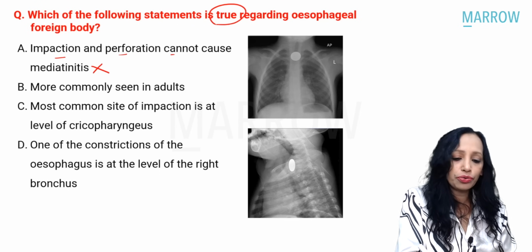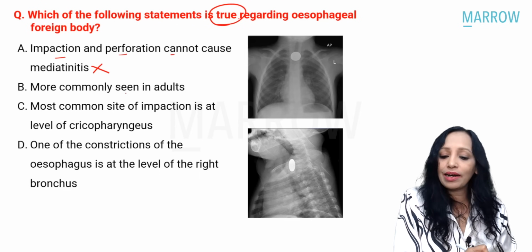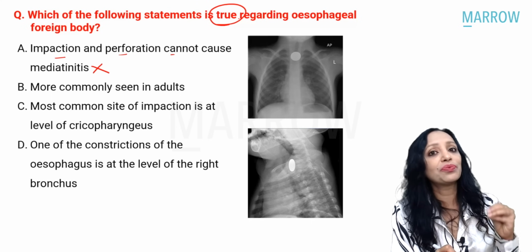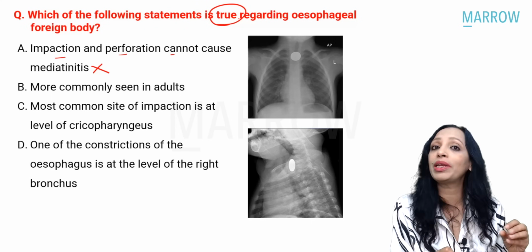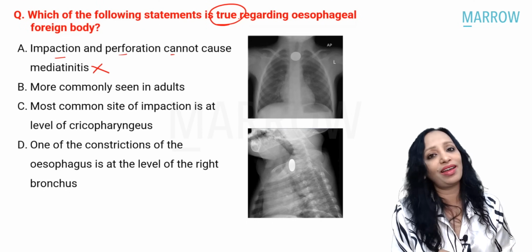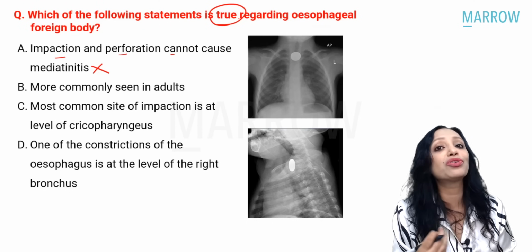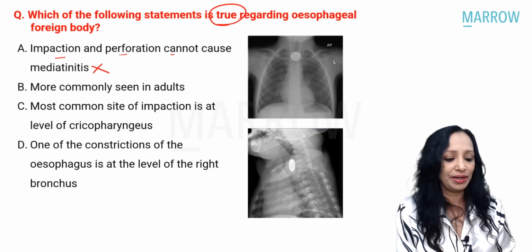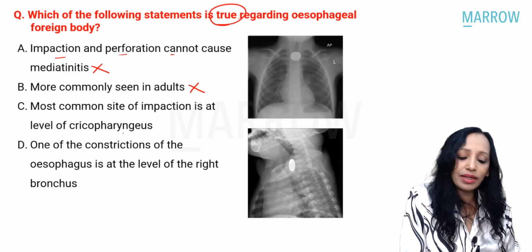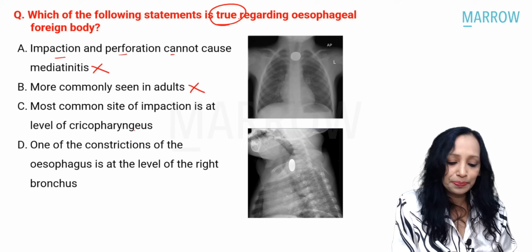What is also true, right? More commonly seen in adults, so foreign body coin ingestion is very, very common in children. It is the most common esophageal foreign body in children. In adults, if there is an esophageal foreign body, it is usually a meat bolus, right? Most common site of impaction is at the level of cricopharyngeus.